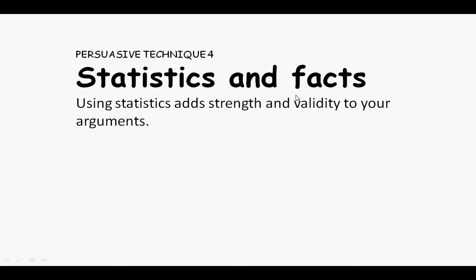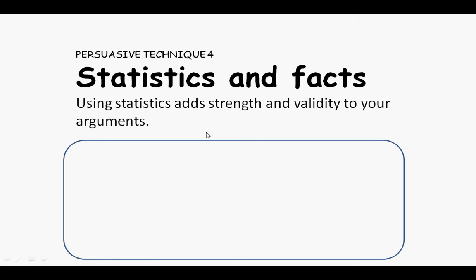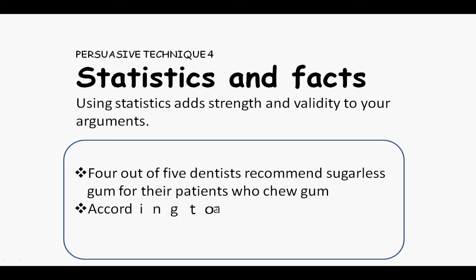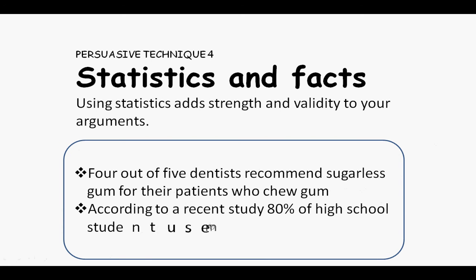Persuasive technique number 4, statistics and facts. What do you mean by statistics? Numbers, percentages. This is a percentage here. But statistics come in many forms.